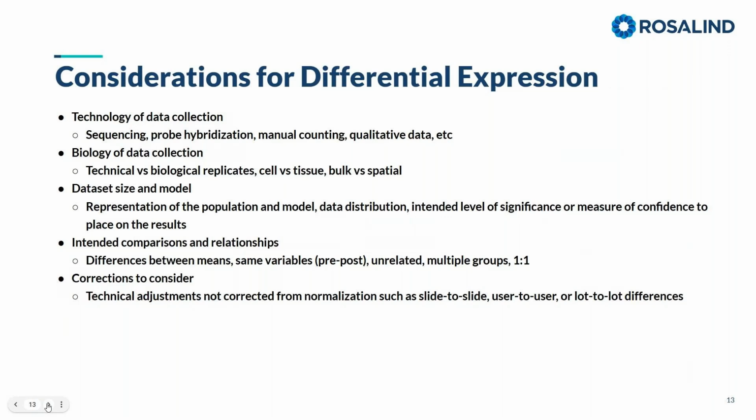What does your data distribution look like? Do you have high variance? Do you have normal distribution? Do you know what your intended level of significance or measure of confidence is that you place on these results?